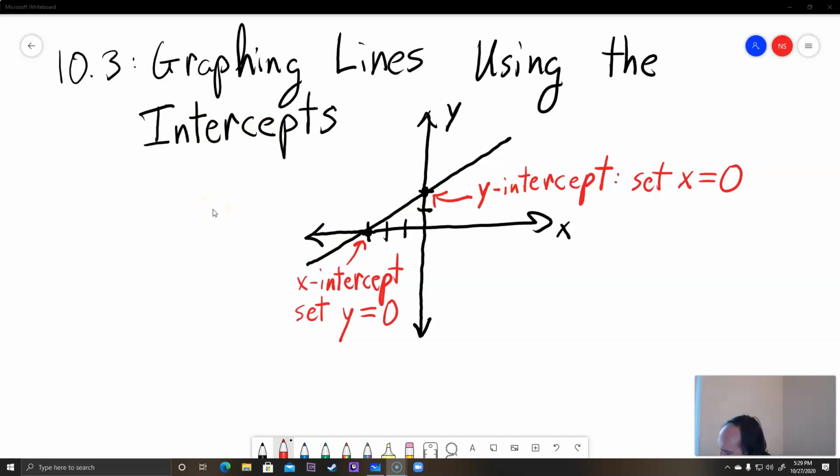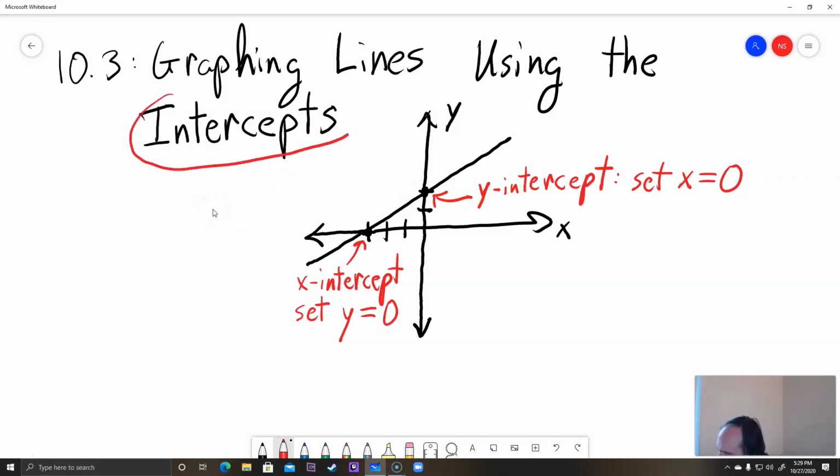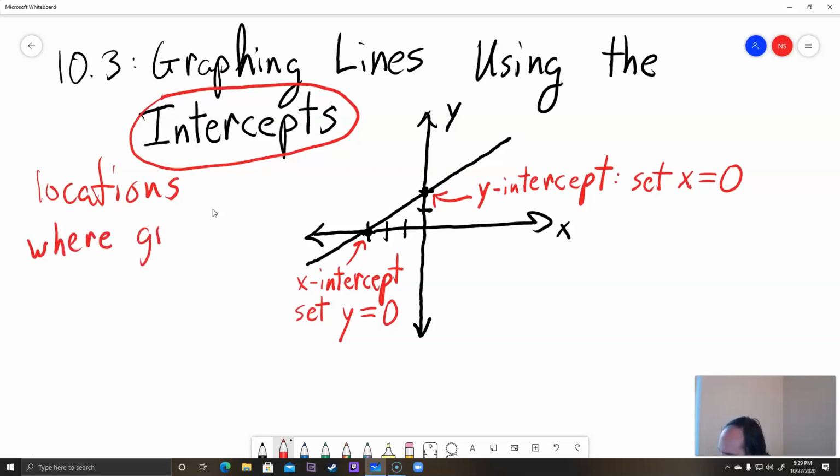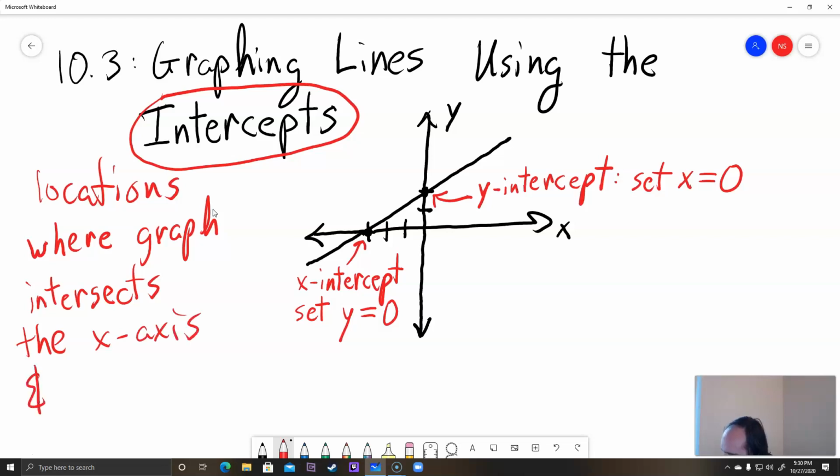Okay, so intercepts mean the locations where the graph intercepts or intersects the x-axis and the y-axis.